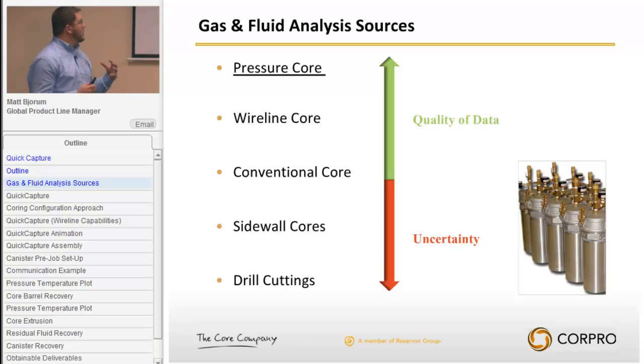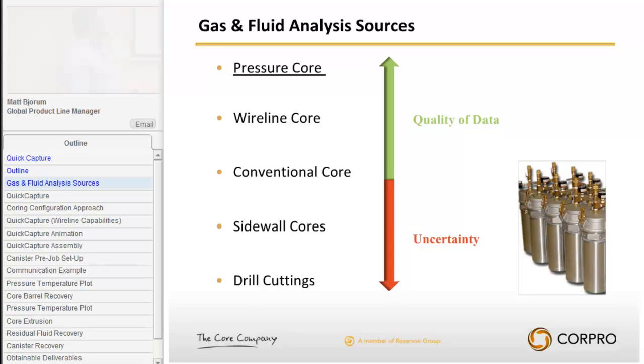What you have to think about as we move into pressure coring, in the other options between wireline and conventional coring, as we're physically tripping out of the hole, we're losing any of the in situ properties from the core, all of the liquid and all of the gas. Pressure coring or quick capture coring, as we're going to discuss today, takes out any of those variances.